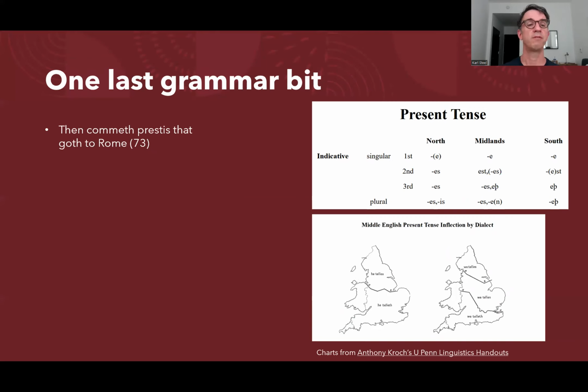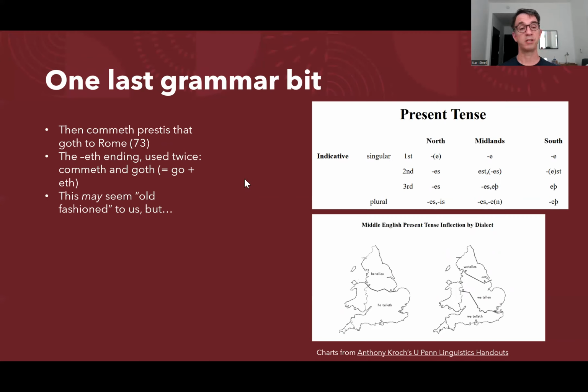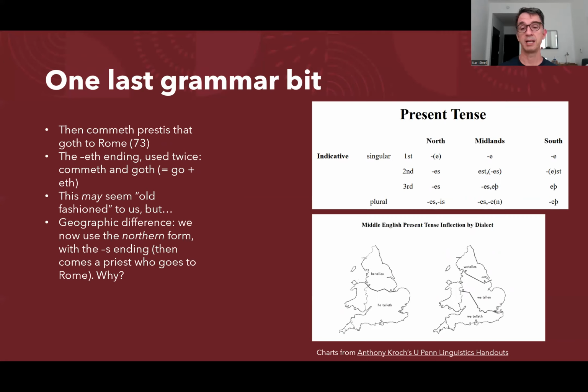So we have this sentence, for example, "then cometh priests that goeth to Rome." That's the -eth ending twice. Cometh, and then go plus eth equals goeth. So this may seem old-fashioned to us, but I think it's really important to recognize that these two forms of the verb endings, where you might say comes or cometh, would have been used simultaneously in the late Middle Ages. Why is this?